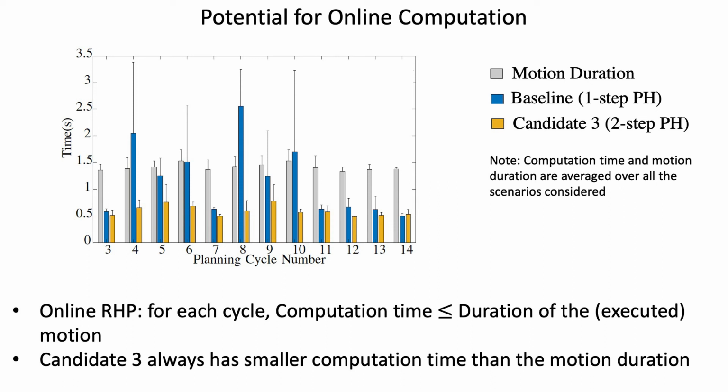More specifically, we compare the computation time of each planning cycle for both the baseline with one-step prediction horizon and candidate 3 with two-step prediction horizon, as well as the duration of the motion plan being executed in each cycle. We can observe that the computation time of the baseline is often larger than the duration of the motion for execution. In contrast, the computation time of candidate 3 is always smaller than the duration of the motion for execution. This suggests that candidate 3 has the potential to run online, because the motion plan of current planning cycle can be computed before the robot finishes the execution of the motion for current cycle.